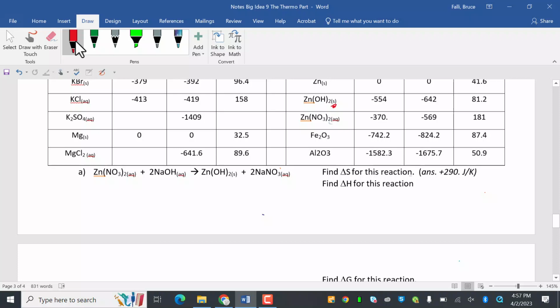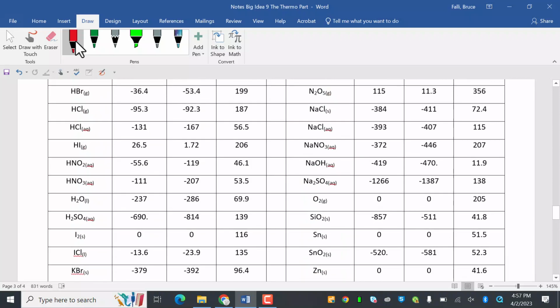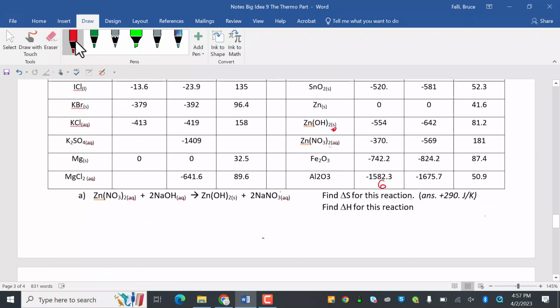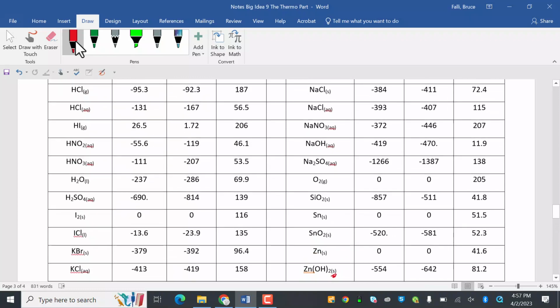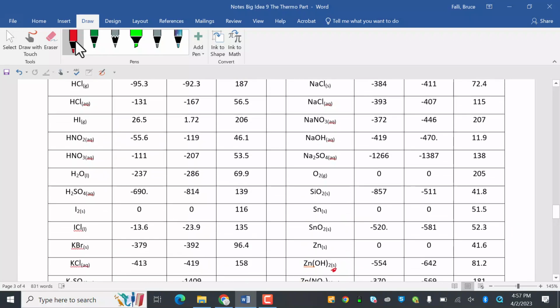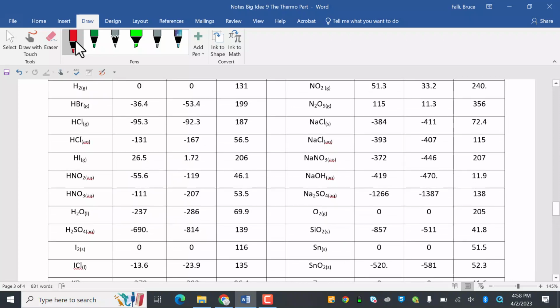My reaction is zinc nitrate aqueous. I'm going to put my little coders down here. Zinc nitrate aqueous was 181. NaOH aqueous is 11.9. Notice how these cannot be negative. Zinc hydroxide is 81.2, because you can't have a negative for S formation. It's rare, I guess I shouldn't say can't. NaNO3 is 207.